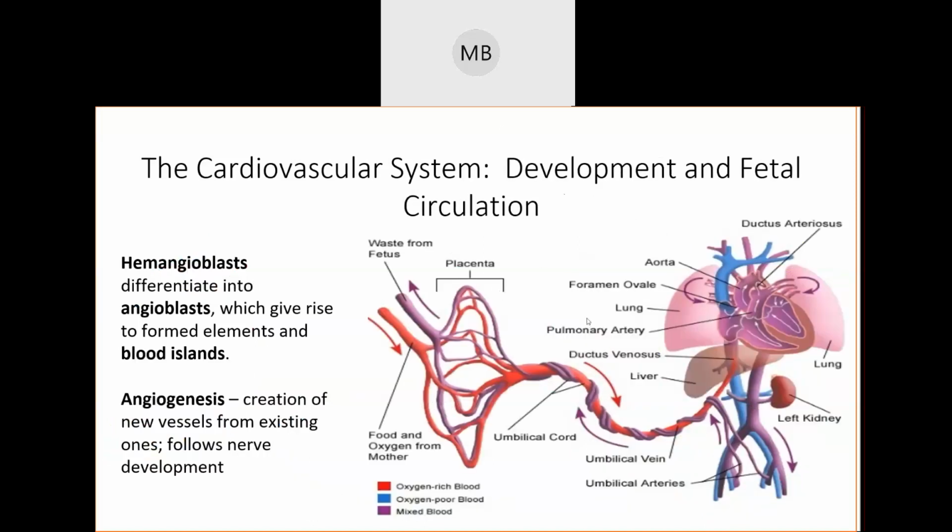And then your final objectives, objectives 17 and 18. Objective 17, describe some changes that occur to blood vessels as a person ages. And 18, describe unique aspects of fetal circulation.